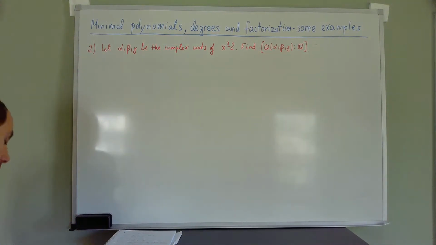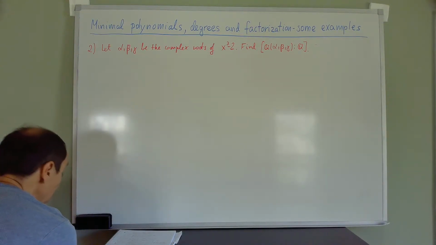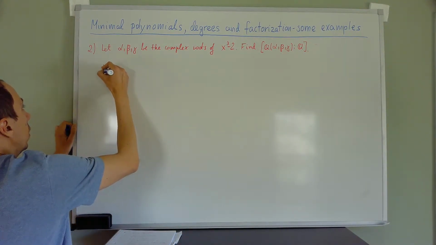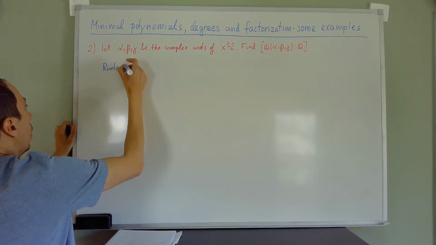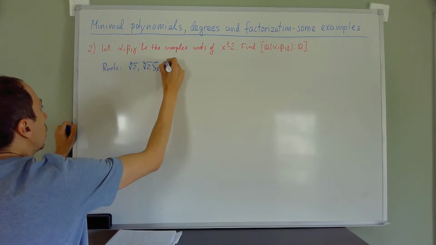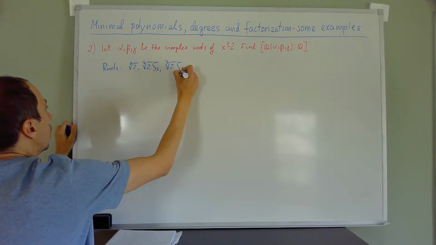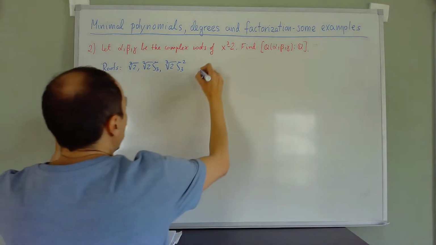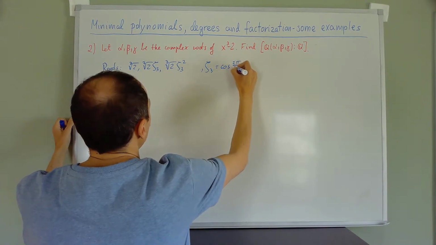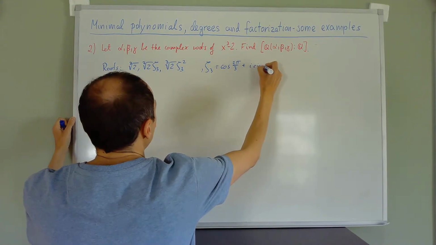So first of all, let's compute these roots. Let's identify what they are. You know very well how to factor this polynomial. So the roots are cube root of 2, cube root of 2 zeta 3, and cube root of 2 zeta 3 squared, where zeta 3 is cosine 2 pi over 3 plus i sine 2 pi over 3.